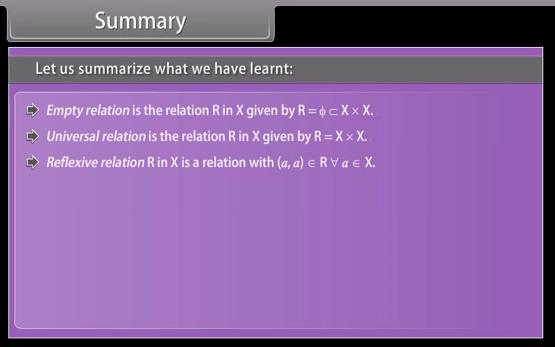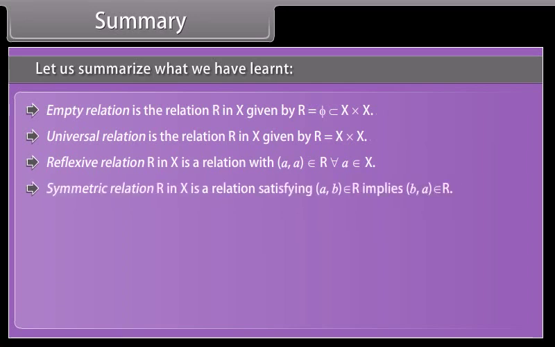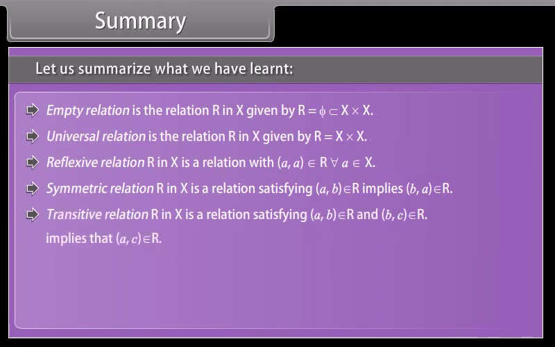Reflexive relation R in X is a relation with (a, a) belongs to R for each a belongs to X. Symmetric relation R in X is a relation satisfying (a, b) belongs to R implies (b, a) belongs to R. Transitive relation R in X is a relation satisfying (a, b) belongs to R and (b, c) belongs to R implies that (a, c) belongs to R.